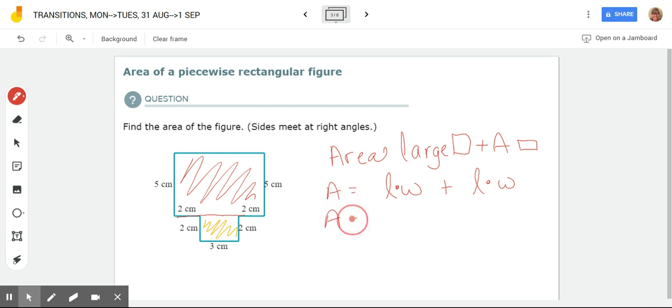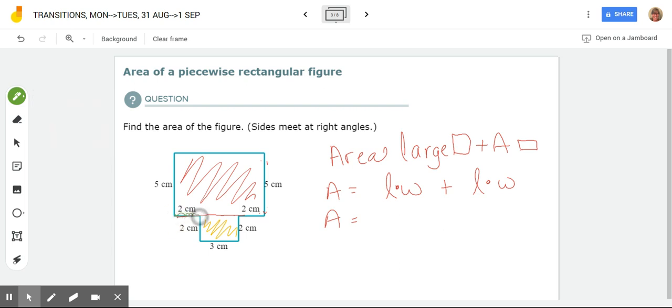Length times width of the large is going to be, first of all, 5. What's the length? Okay, here's how you figure out the length. You walk from here to there. Okay, let's walk. We're like walking at a park.